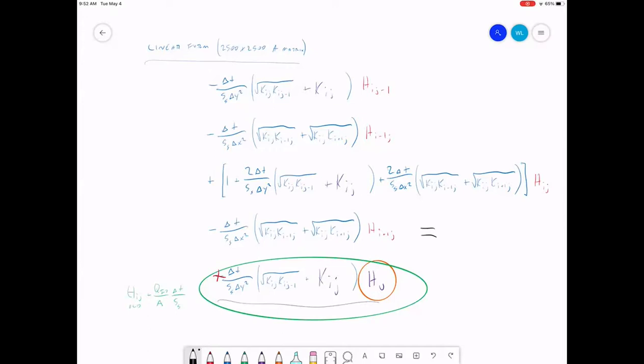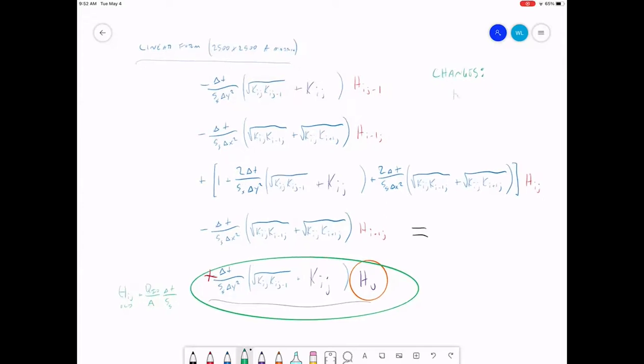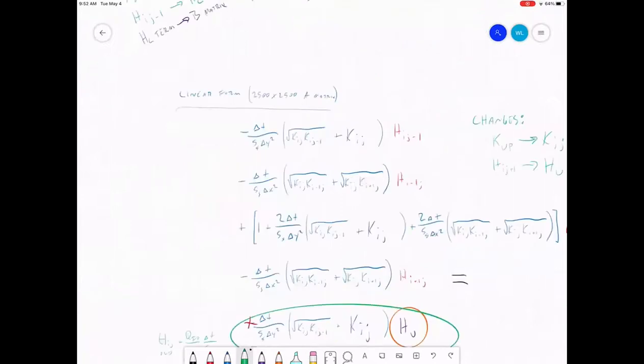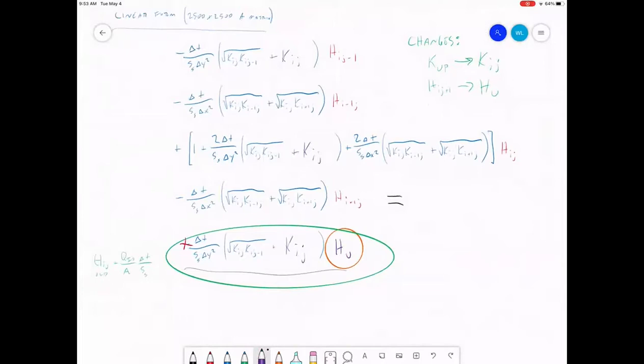And now we're ready to code it. So here's our list of changes. Our K down, I'm sorry, our K up has now become just Kij instead of the square root of Kij times Kij plus one. Our Hij plus one has gone to H upper. And our H upper term goes into the B matrix. So those are our changes. So let's switch over to the MATLAB screen and affect those changes.